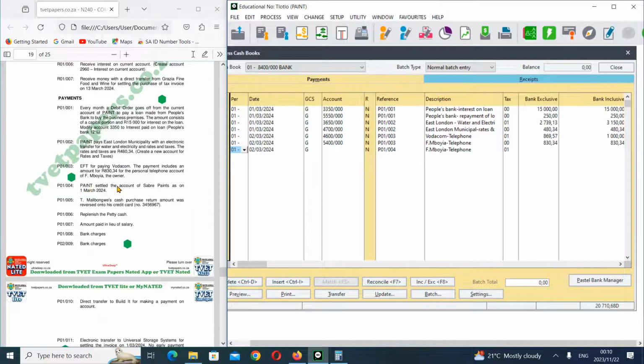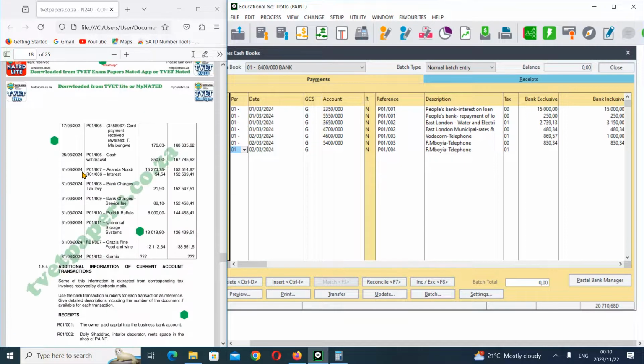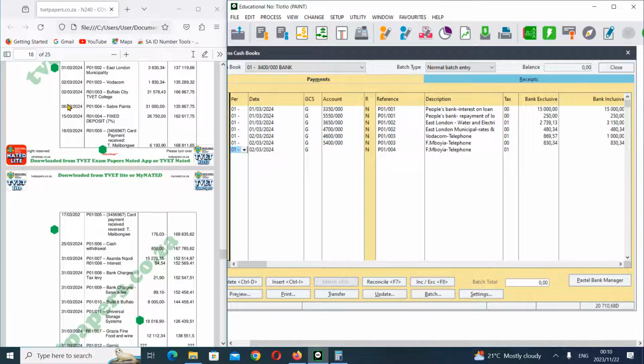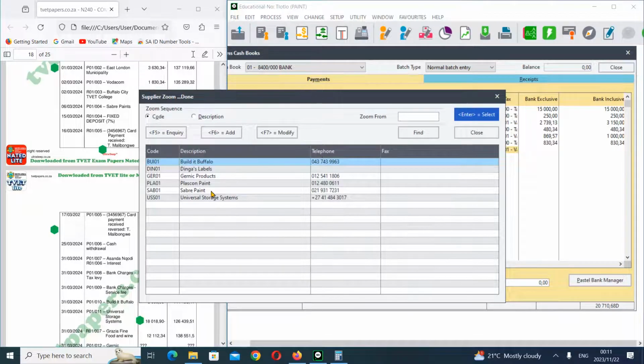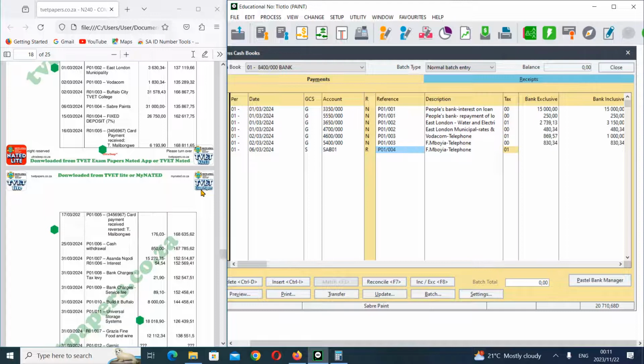Now we are on paint settled, the account of Cipri Paints as on 1st March. So what happened? Paints settled this account of Cipri Paints. Okay, so we paid who? We paid Cipri Paint. It's P004. P004, so the date is 06 tab. And then who are we settling? We're settling our supplier, which is P004, which is Cipri Paint. And then Cipri Paint, which is P004 tab, it's fine.